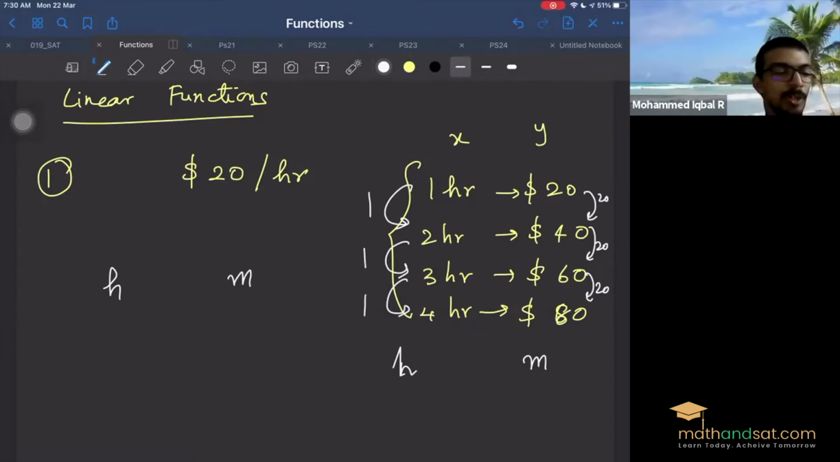For 1 hour, it's $20. For 2 hours, it's $40. For 3 hours, it's $60. For h hours, how much money will you make?